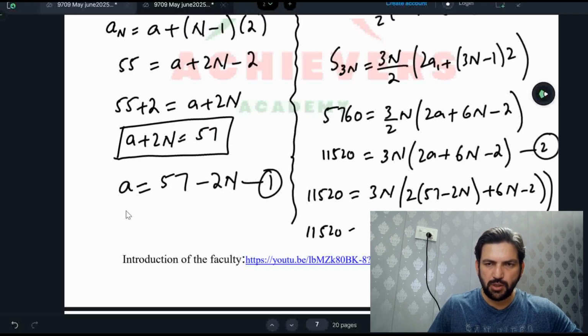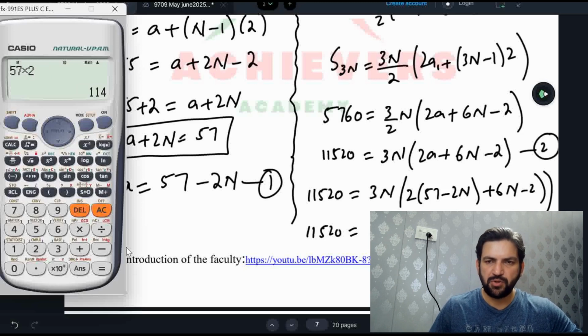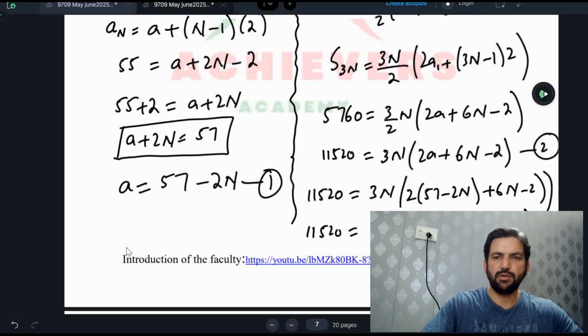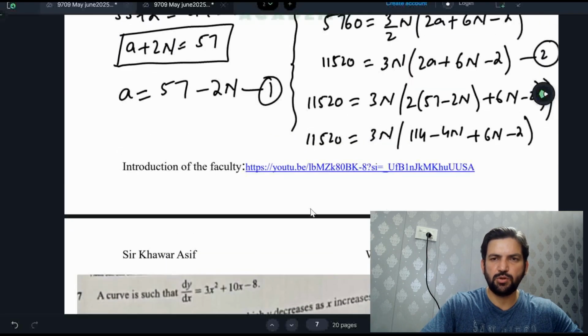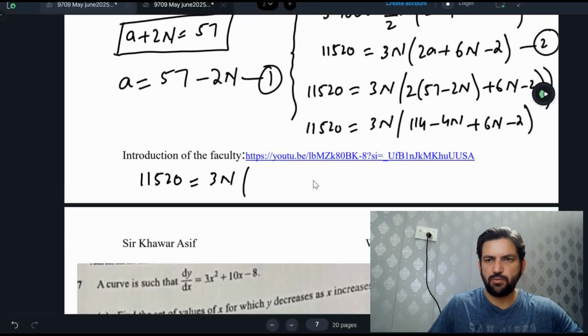Now 11520 is equals to 3n into 57 into 2. 57 into 2 will be 114. So 114 minus 4n plus 6n minus 2. So if we simplify it, this will be equals to 11520 is equals to 3n into 2n plus 112.